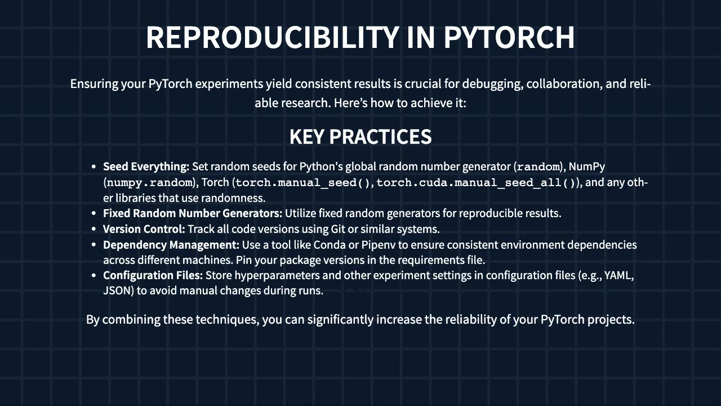Beyond that, it's a good habit to track your code with version control like Git so you can go back if something goes wrong. Also, make sure all your dependencies are pinned in the requirements file. Conda or Pipenv are great for managing these and preventing issues caused by different versions of libraries on different machines. Finally, storing your experiment settings and configuration files helps keep things organized and prevents accidental changes during runs.